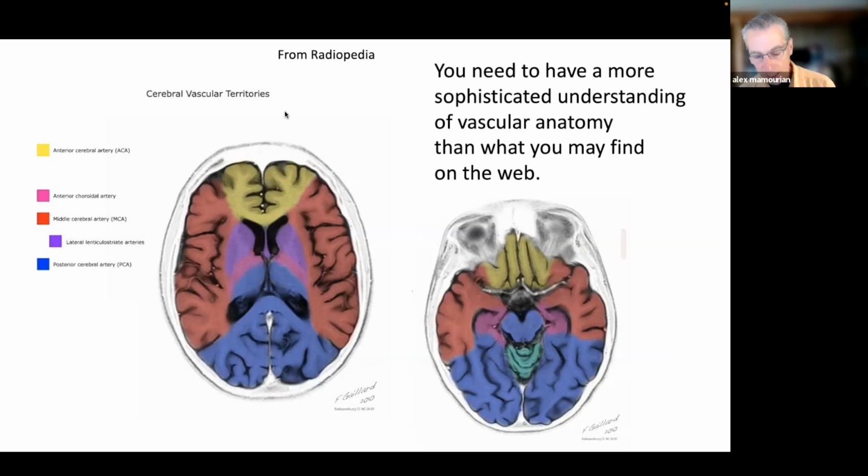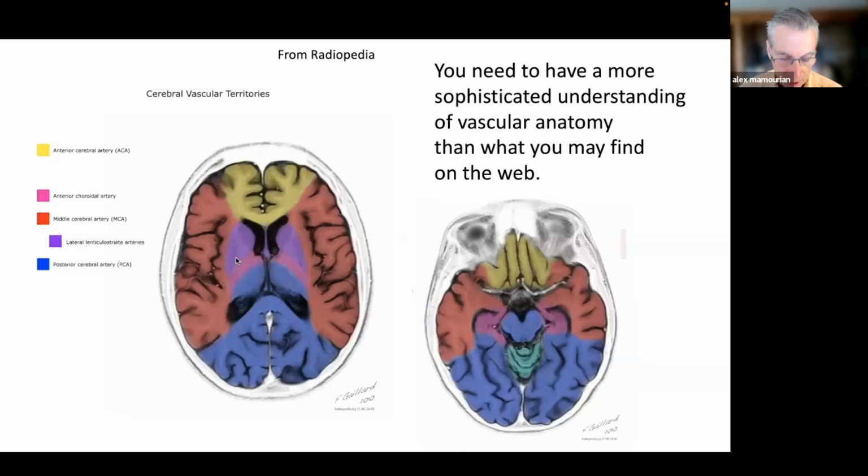I want to emphasize that I want your understanding of vascular territories to go beyond this nicely colored, illustrated drawing. I think there are some errors in this drawing. I think the ACA territory doesn't go this far lateral. And specifically, I want to talk about this aspect of the drawing here.